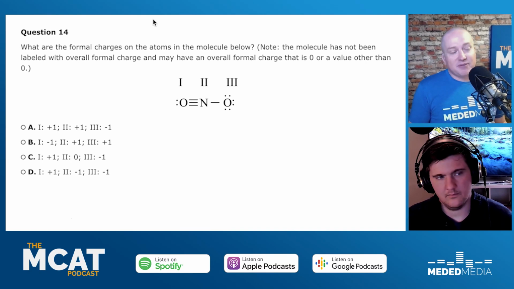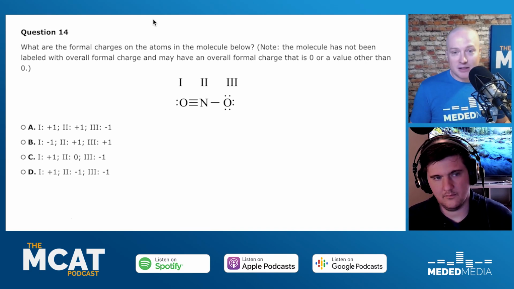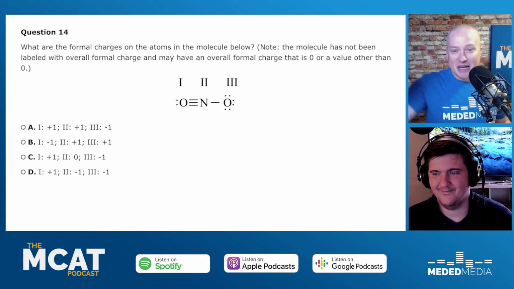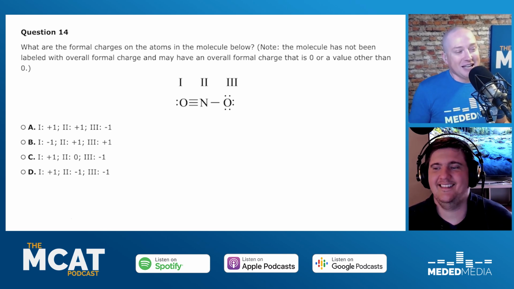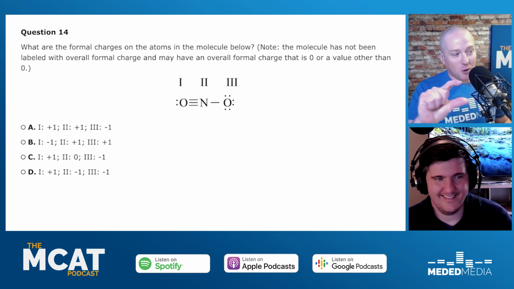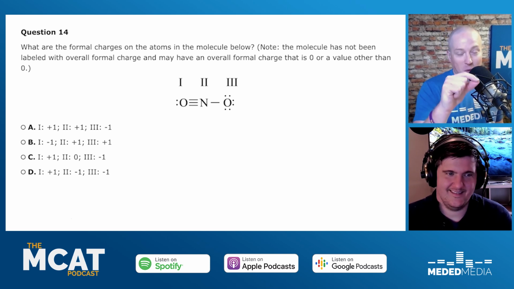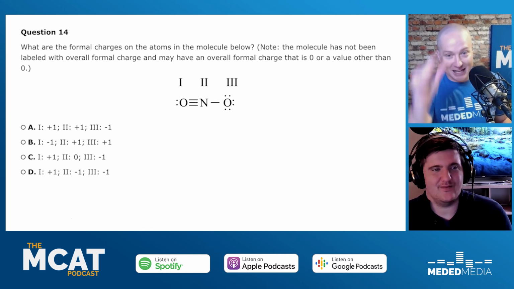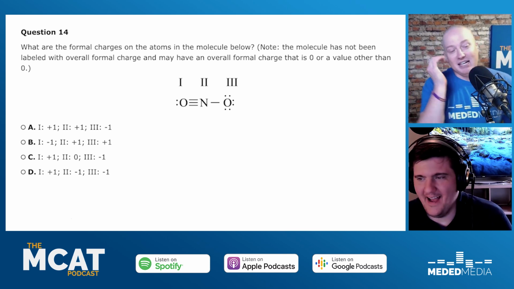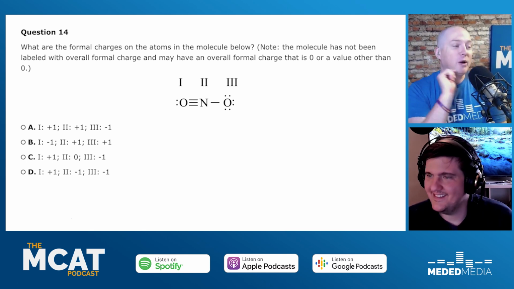Now, I think it would be fun if the MCAT actually made it really hard and mixed up the order. So, like, answer choice A would be Roman numeral 1, 2, and 3. Answer choice B would be Roman numeral 2, 1, and 3. And then you have to rearrange it in your head, bounce it all around. That would be mean.